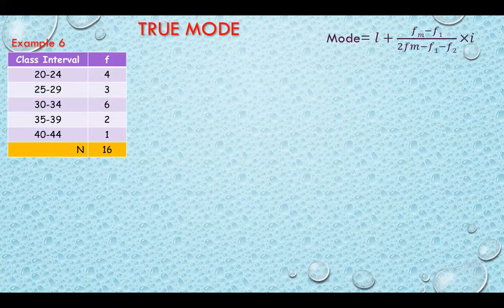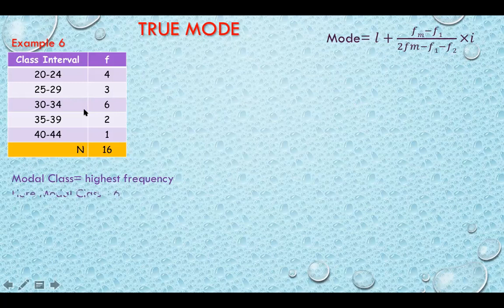How to find the modal class? The modal class is that class which has the highest frequency. Which class has the highest frequency? That is 6. 6 is the highest frequency, and that is this 30 to 34 class interval. So here the modal class is the one with frequency 6, having the highest frequency. So this is the modal class.